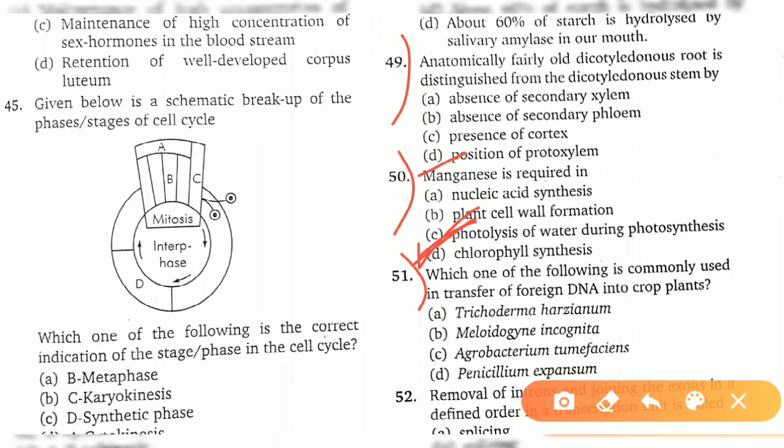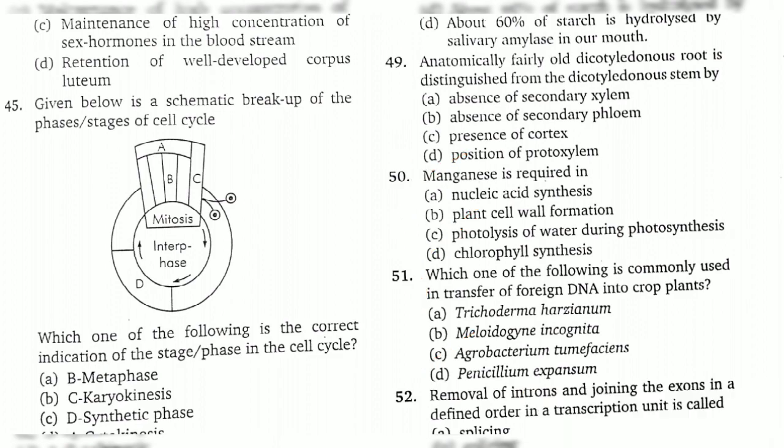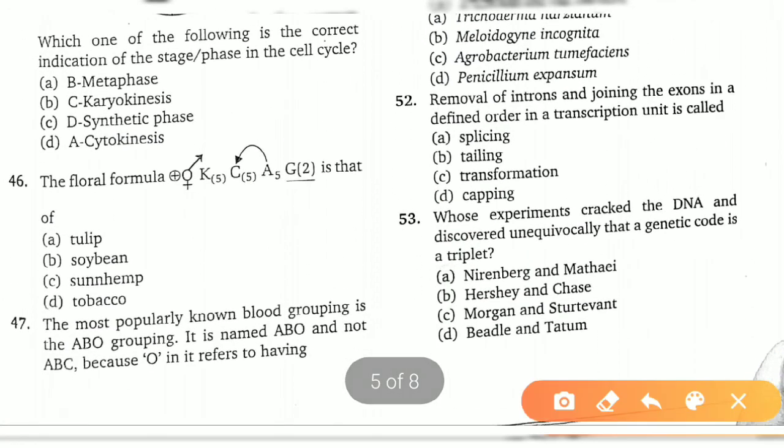51st question. Which one of the following is commonly used in transfer of foreign DNA into crop plants? What is used to transfer foreign DNA into a crop plant? Options are Trichoderma harzianum, Meloidogyne incognita, Agrobacterium tumefaciens, Penicillium expansum. So the answer is C. Now 52nd question. The removal of introns and joining of exons in a defined order in a transcription unit is called splicing, tailing, transformation, capping. So, the answer is splicing.